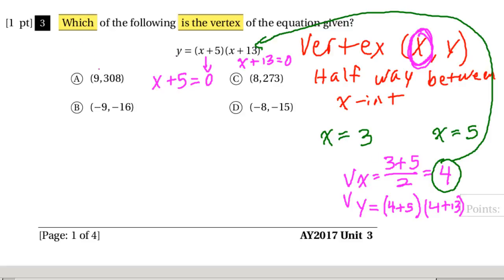And then I could say, oh, well, A has an x and a y. Does it match what I got? B has an x and a y. Does it match what I got? And so on.